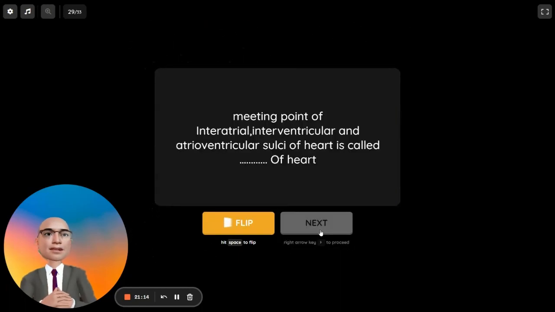The meeting point of interventricular, interatrial and atrioventricular sulcus of heart is called the crux of the heart. We know that the meeting point of interatrial, interventricular and atrioventricular sulcus is called the crux of the heart.